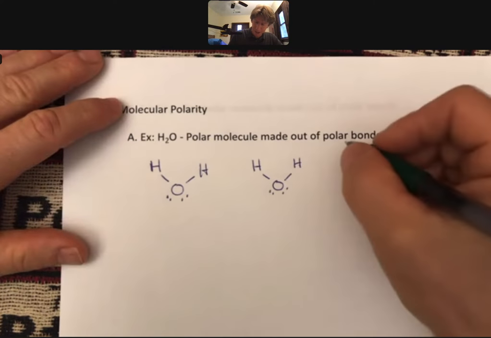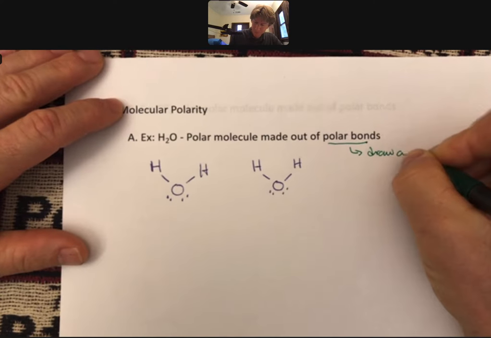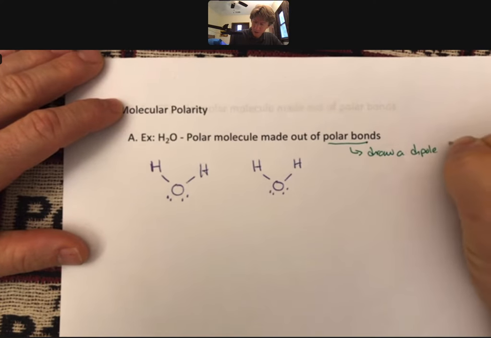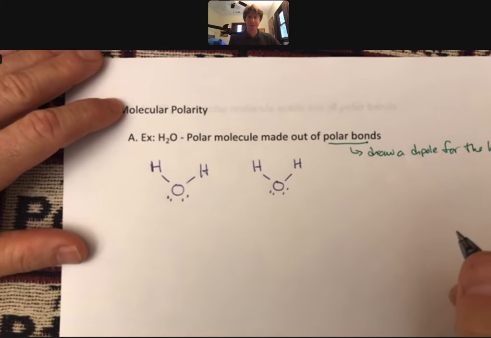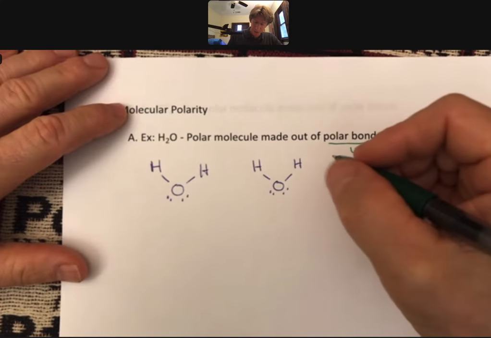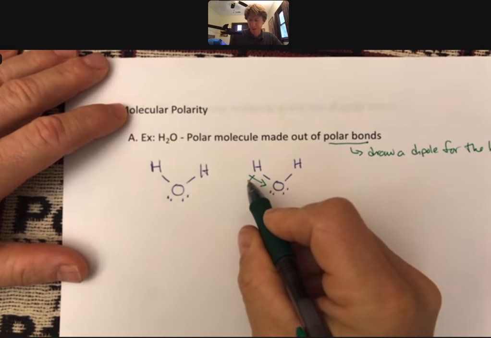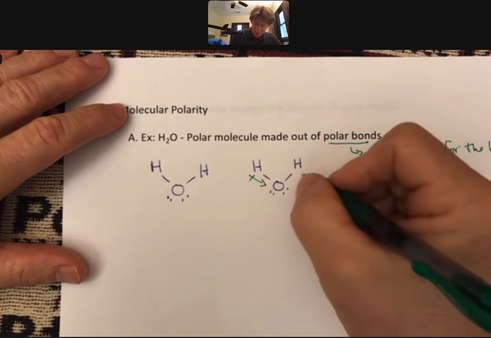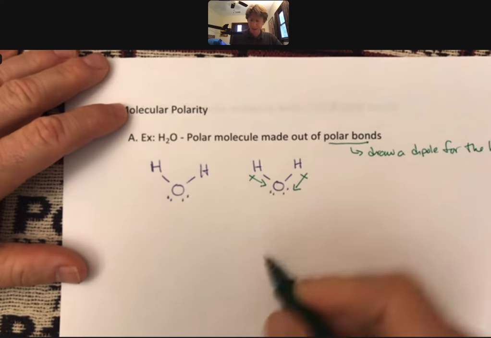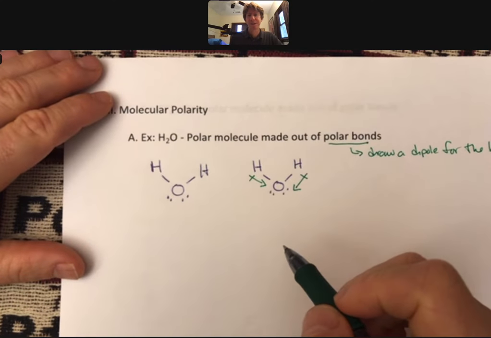And polar bonds means we can draw a dipole for the bond. And in fact, let's go ahead and do that, and I'm going to draw the dipoles. The hydrogen is more positive because it has a lower electronegativity. And, excuse me, I now have two dipoles.